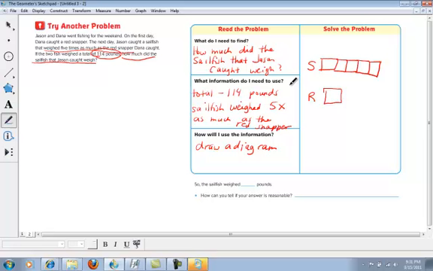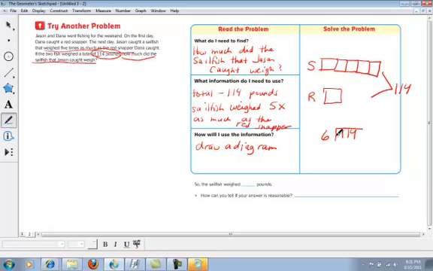Now I know that all together they weighed 114 pounds. I don't know what the value of this box is, but if I add this value and this value and this value and this value and this value and this value, that will give me 114 pounds, and I know that they're all the same. Each box has the same value. So I can solve this problem by dividing 114 by 1, 2, 3, 4, 5, 6 equal boxes.